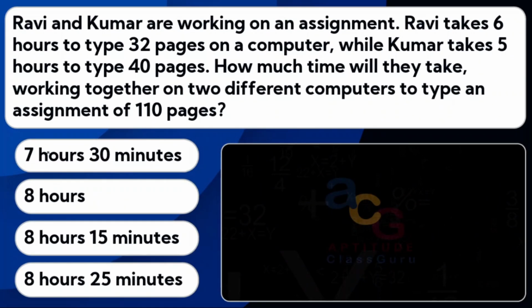Ravi and Kumar are working on the assignment. Ravi takes 6 hours to type 32 pages on a computer, while Kumar takes 5 hours to type 40 pages. How much time will they take working together on two different computers to type an assignment of 110 pages?